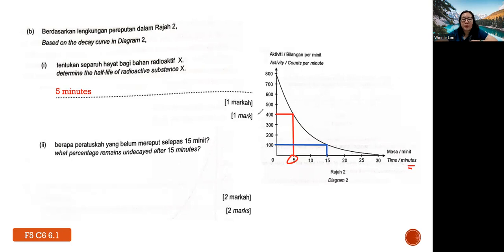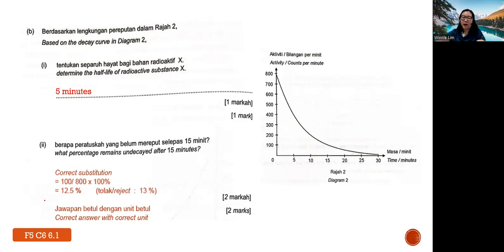So it's basically how much? 100. So they want percentage. So you will use 100 divided by the original number 800 times 100%. So this is how you get the answer. And you're supposed to get 12.5%. Okay, do not round off the answer. Yeah, the minimum decimal points we need when answering Paper 2 is minimum 2 to 4 decimal points.